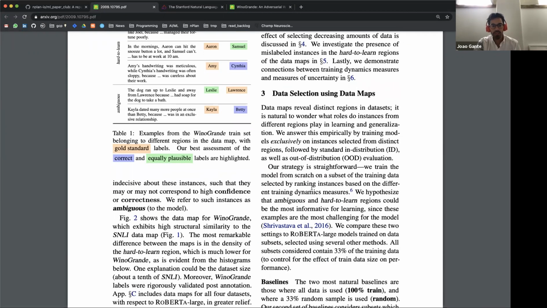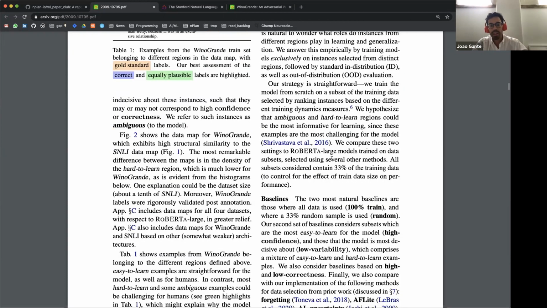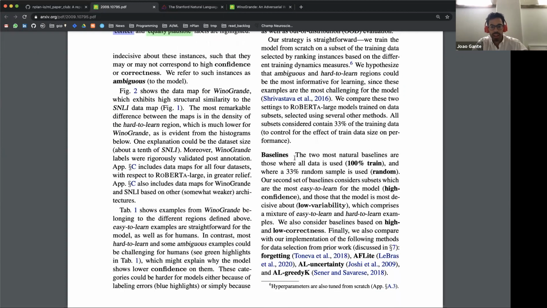With this, we get to section 3, where they start playing around with this. They build a relatively simple experiment. They create multiple subsets of the same dataset, they train a model, and then they compare the results. To do this, they first create 2 baselines. Baseline number 1 with all of the data, so 100% of the training data, and baseline number 2 with 33% of the data sampled randomly.